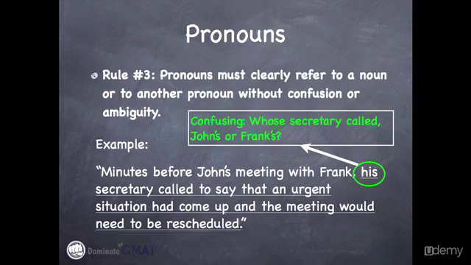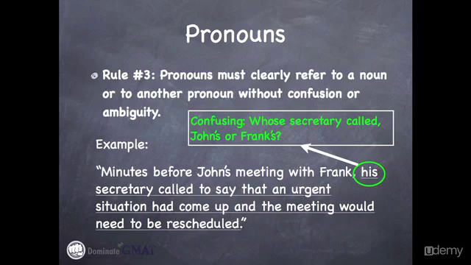The pronoun is his, right? It's a possessive pronoun. His what? His secretary. But the question is, what does his refer to? Remember rule number 2, and rule number 3 for that matter, a pronoun must clearly refer to a noun or another pronoun. In this case, whose secretary called? John's or Frank's? We don't know. Minutes before John's meeting with Frank, John's secretary called, Frank's secretary called. Just because it's closest to Frank's, is that obvious? It doesn't mean it's necessarily Frank's.